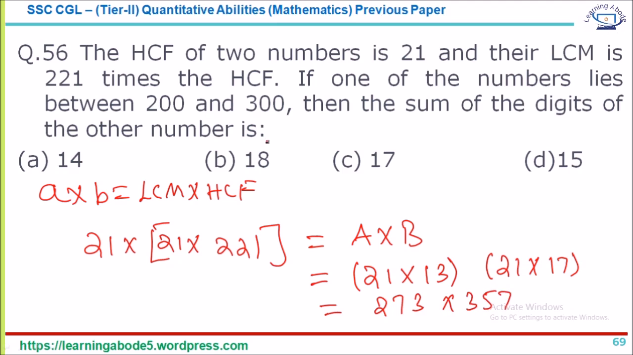So how do I know that these two are the numbers? Why can't it be other combinations? Because the HCF is 21, so both numbers should possess 21, right? And one of the numbers lies between 200 to 300. So that's 273, the number that lies between 200 to 300. The question is the sum of the digits of the other number. So that is 357, so 3 plus 5 plus 7. The sum of the digits is 15. That's answer option D. A very interesting question, but a simple one.